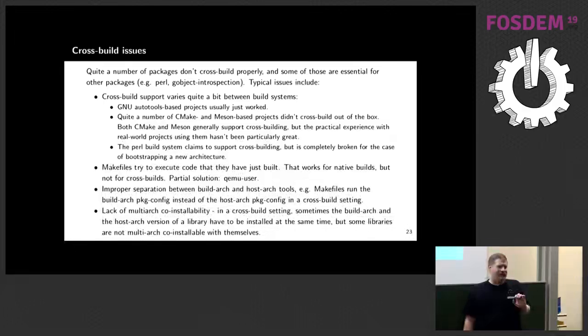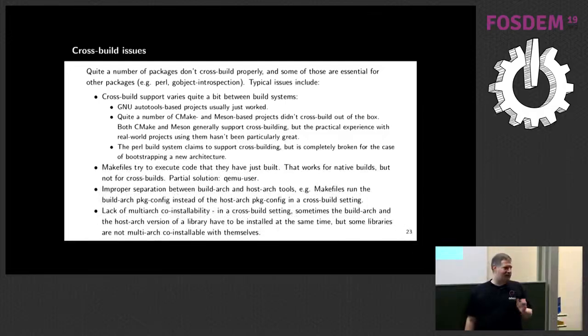People often say GNU Autotools, old stuff, ugly stuff, M4, just leave me alone. But GNU Autotools has one major advantage. Cross-building effectively works out of the box. Effectively, everything built with Autotools just cross-builds. That's unfortunately something that we cannot say about many CMake and Meson-based projects.